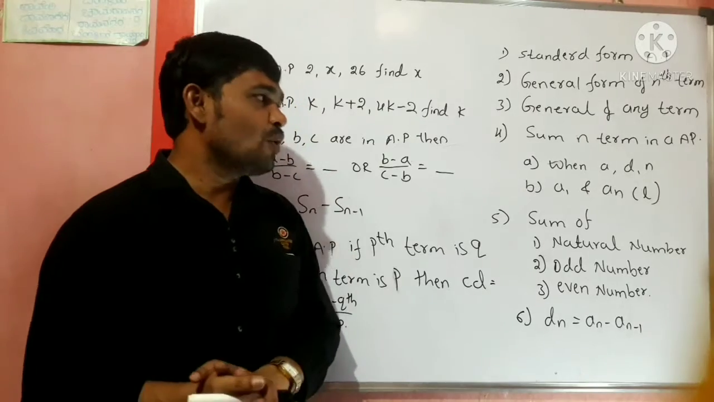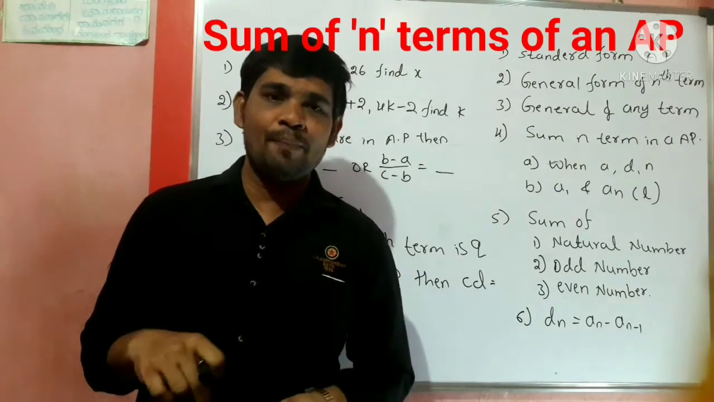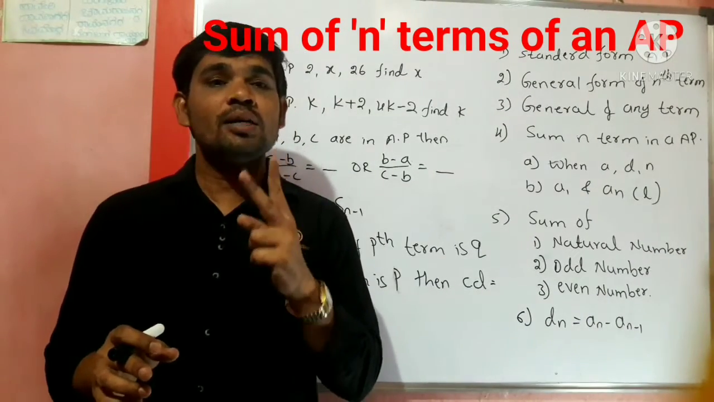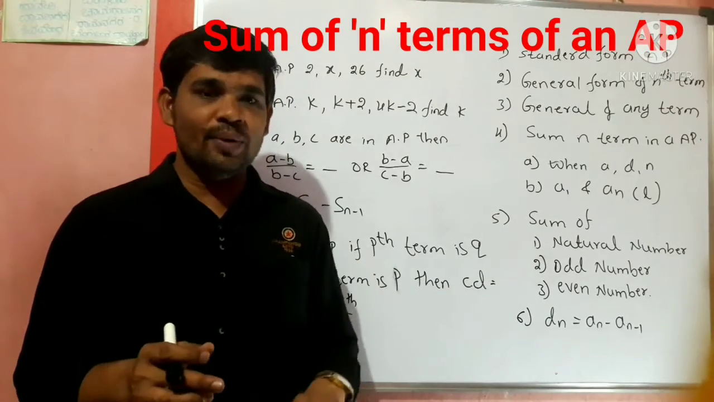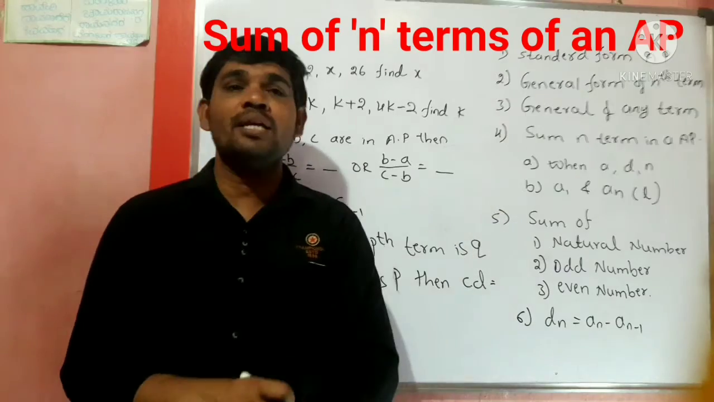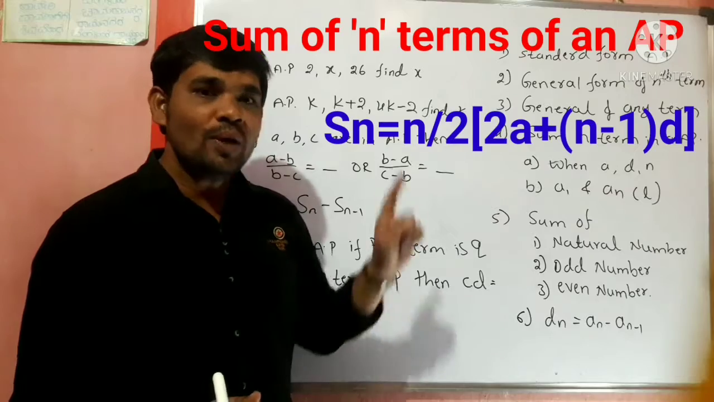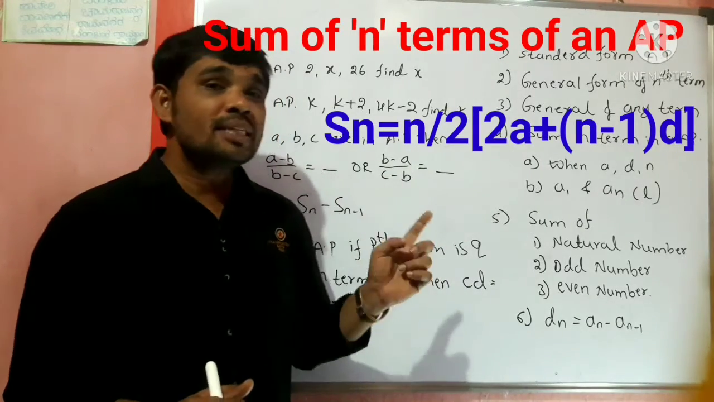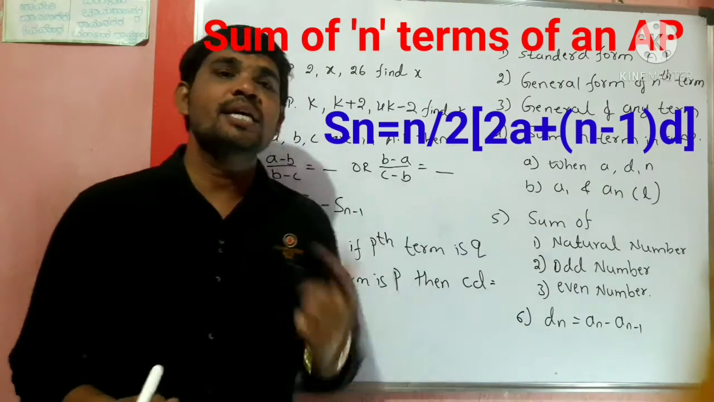And one more important question is the sum of n terms in an AP. There are two formulas for finding the sum of an arithmetic progression. One is when a, d, n are given. If they ask you to write the sum of n terms in an arithmetic progression, you have to write S_n is equal to n by 2 into (2a plus (n minus 1)d). This is the formula you will write when the first term, common difference, and n are given.